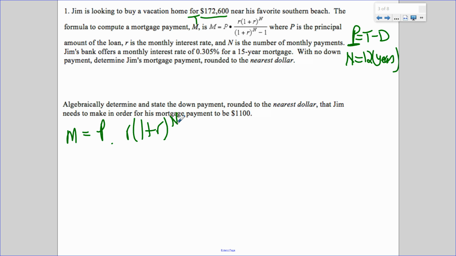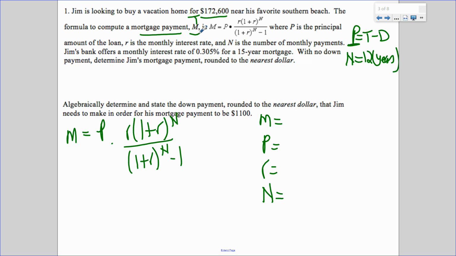There's a lot of variables going on here. And I'm going to not just list the variables, but what they represent. So I have M equals, I have P equals, I have R equals, I have N equals. So it says mortgage payment M. M is the mortgage payment. P is the principal. That's the amount of the loan. R is the monthly interest rate.